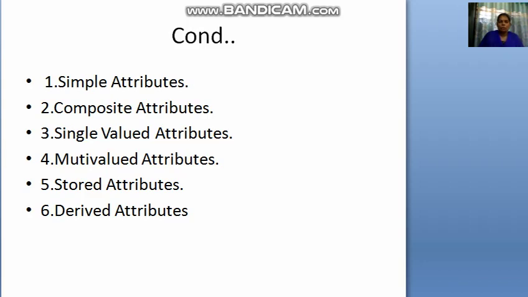Stored attribute means the values are already stored in the database. Derived attributes are those whose values can be derived from the values of different attributes, like age can be derived from the date of birth. Likewise, tenure of job or experience we can get from the joining date of that particular employee in that organization.